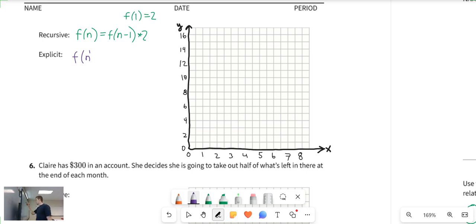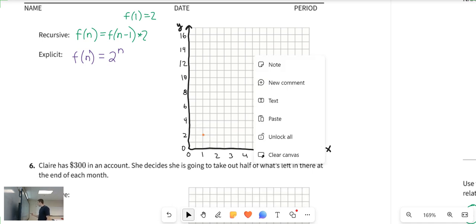Nope, that wasn't quite right. F of n equals 2 to the n. All right, so now plugging in, if we have a 1, we'll do this one in orange, that's fine. If we plug in 1, we should get 2, so that'll be right here.